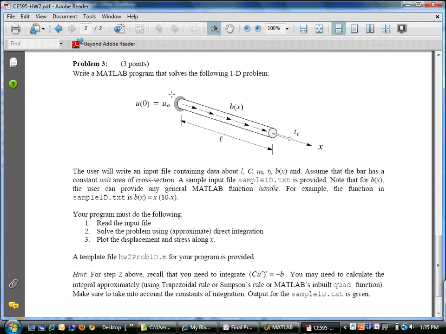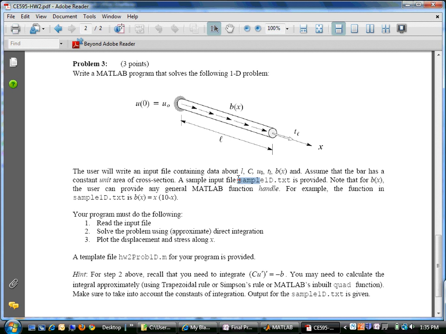So in this problem 3, I'm asking you to write a MATLAB program that will solve this one-dimensional problem. It is the exact same problem, but the only thing is that the user, that is me or whoever is using your program, should be able to enter any sort of body force function.